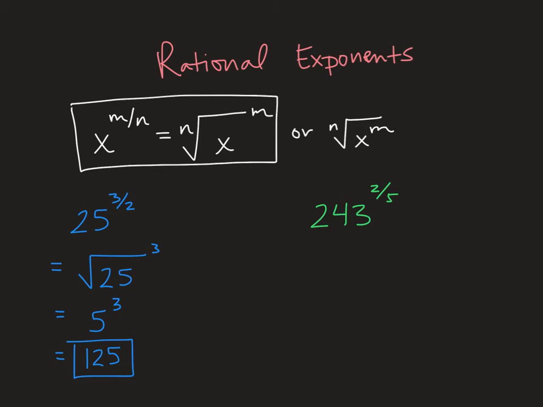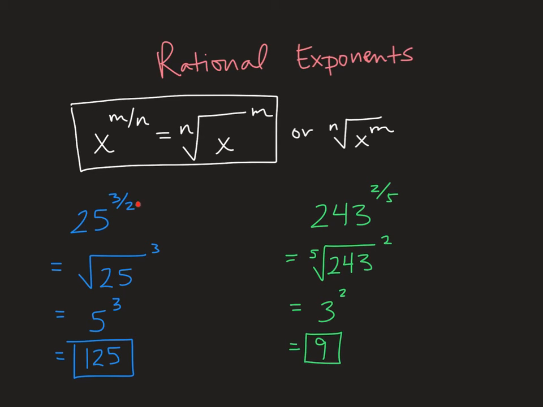And then 243 over here, we want to rewrite this. We're taking it to the 2/5 power. So 5 is our index. It's the type of root we're taking. We're taking a 5th root. We do need to write the 5 there because it's not a square root. And then we're raising it to the 2nd power. The 5th root of 243 is 3. And then we're going to square that, so our final value is 9.